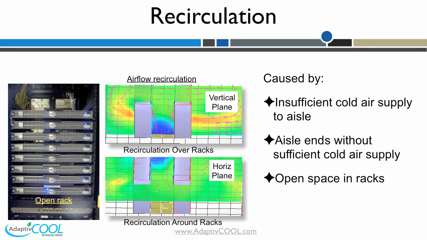If the rack is open without enough blanking panels as shown here, the hot air can come through the open space. It is very important to use blanking panels in racks to avoid this common source of recirculation.